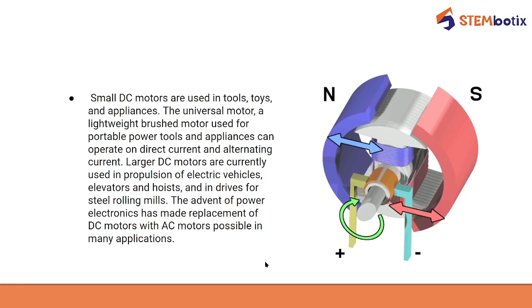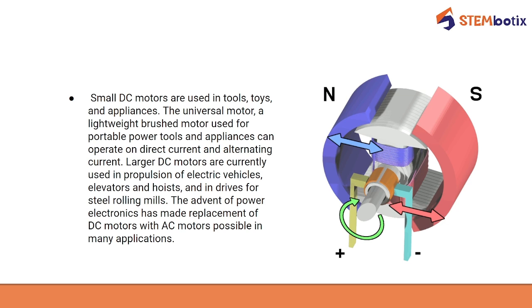Now, this is how the inner mechanism of a DC motor looks like. Not in each and every motor, but the basic inner mechanism is something like this. They have a permanent magnet, a rotor, armature, and the terminals to which you can provide a DC current. Now, these small motors are used in tools, toys, and home appliances. But the universal motor, a lightweight brushed motor used for portable power tools and appliances, can operate either on direct current or on alternating current.